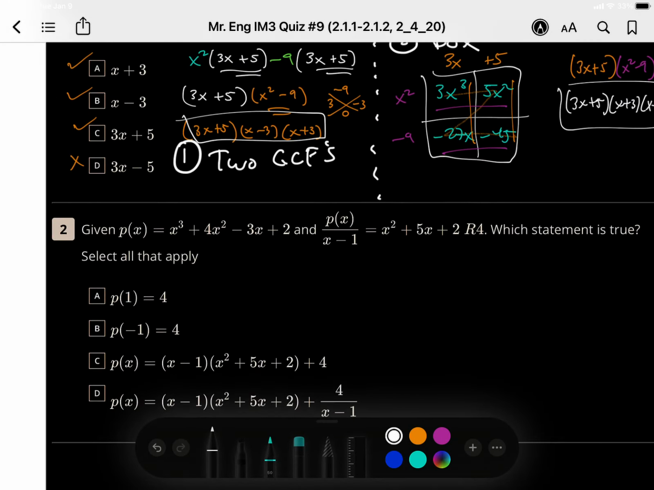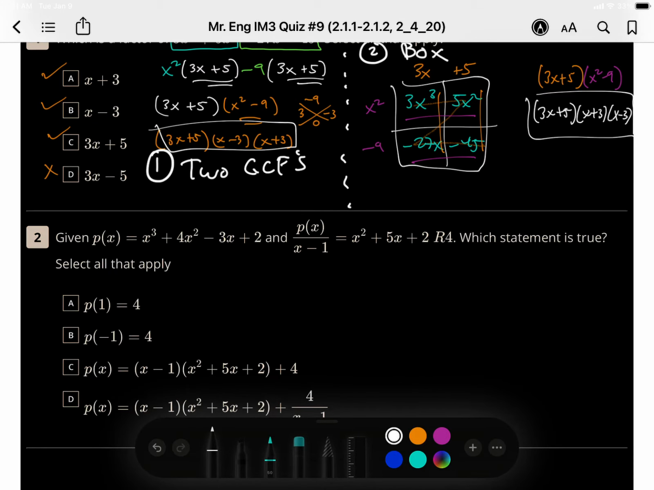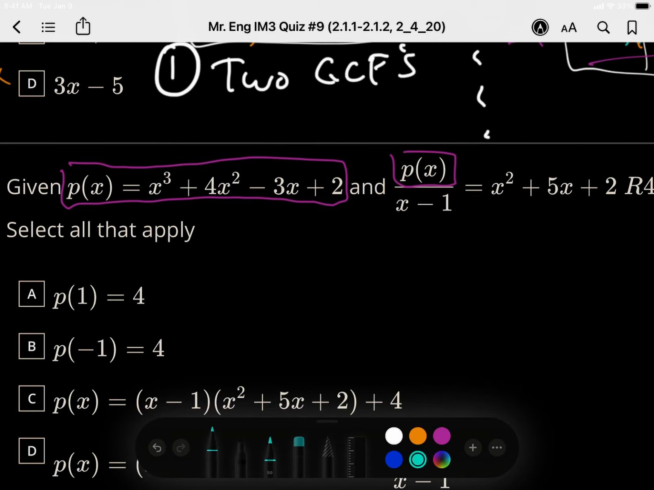Okay? Question number 2. Given p of x equals x cubed plus 4x squared minus 3x plus 2, and p of x over x minus 1 equals x squared plus 5x plus 2 with a remainder of 4. Which statement is true? Okay, so a couple of things here. They took, I'm going to do by colors, this function called p of x, and this is the big idea. What math operation is this? Well, this is division. And basically what we're trying to do is find the remainder.